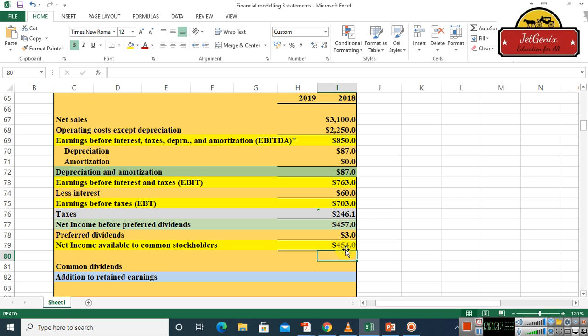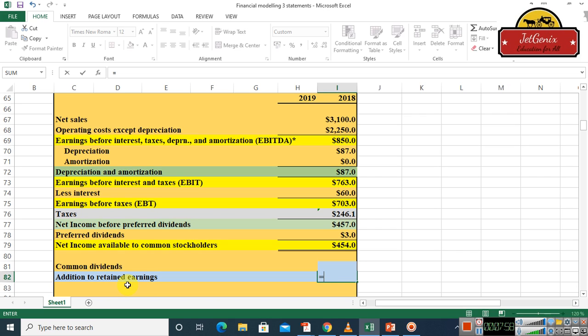Now let's assume that we are going to pay 50 million in the common dividend. And now if we subtract this 50 million from the net income available to common stockholder, the remaining amount will be credited to the retained earning.